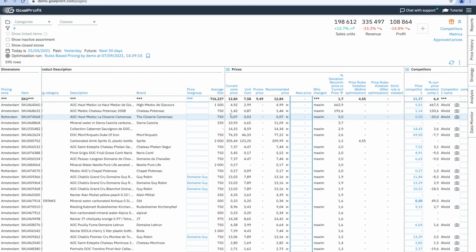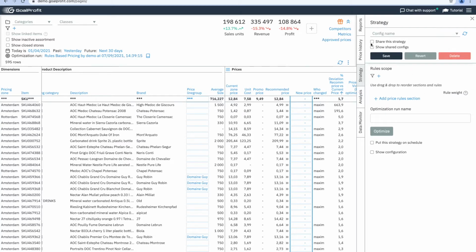Maxim. So today we are going to talk about pricing rules, rule-based pricing, how to create a pricing strategy in the GoalProfit solution tool. In order to create pricing rules, we need to go to the tab called strategy. We go to strategy and let's name our pricing strategy rule-based pricing.